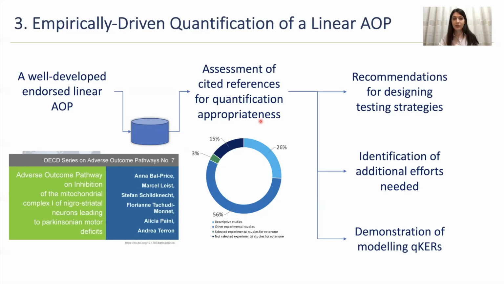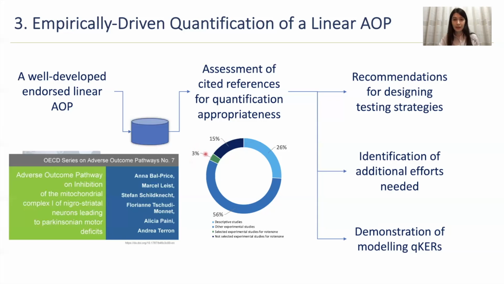This assessment has been done following several criteria that have been predefined in order to evaluate for the presence of quantitative details. 26% of the references cited were descriptive studies. 56% were experimental studies, but not for rotenone. We wanted to quantify and investigate this AOP specifically for rotenone. Then 50% of the references were cited for rotenone. However, there were maybe phenotypic types of studies, or not multiple concentrations being tested, not multiple time points.